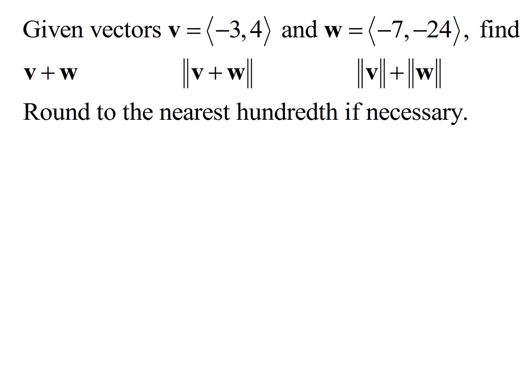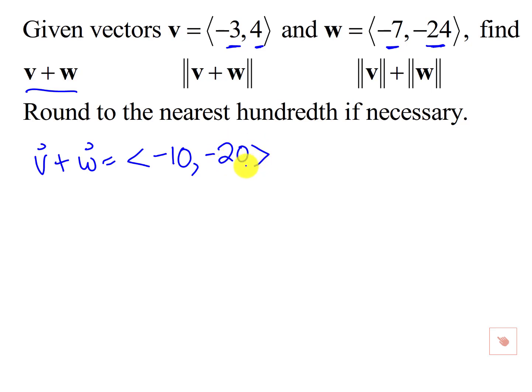Here we're given a couple of vectors, v and w, and we want to find these three things. So v plus w, when you add vectors, you add them component-wise. So we just simply take the first component of v, -3, plus the first component of w, -7, put them together and write it as the first component of our answer. And then we do second component 4 plus second component -24 equals -20. So there is the sum of v plus w.